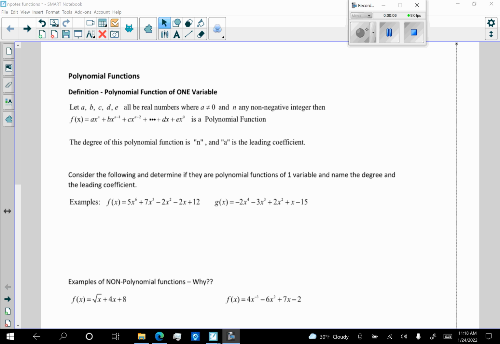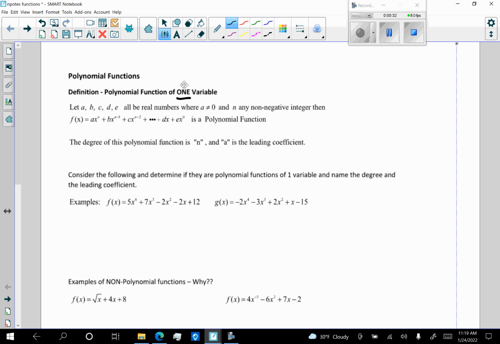Let's have us a little discussion on polynomial functions. And we are only going to talk about polynomial functions of one variable. I know that previously we've looked at some polynomial expressions that had two variables. Well, these functions that we're talking about, they're only going to have one variable.